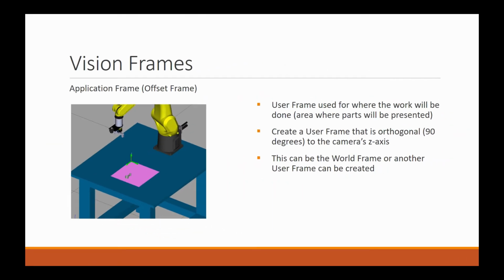Okay, another frame crucial to the IR vision is the application frame, sometimes also called the offset frame. This is just a user frame where the work happens or where the parts are located. In the example here, the application frame, shown in pink, is the table near where the conrod sits. The application frame setup is just like any other user frame. The 3-point method is the most common way to set up the application frame. If needed, you can review the user frame video presentation from MEC251, and I've made sure to include a link to that video on the lab instruction sheet.